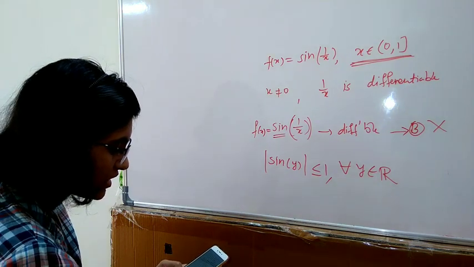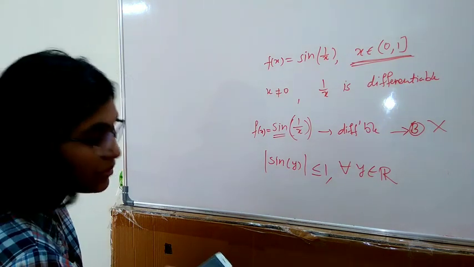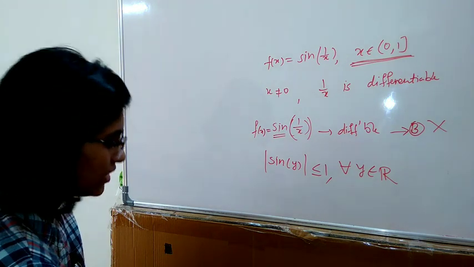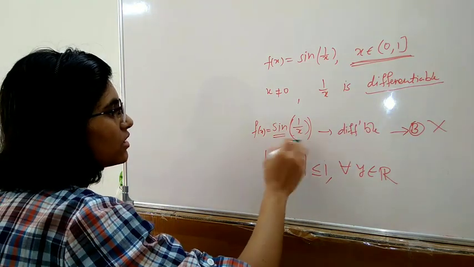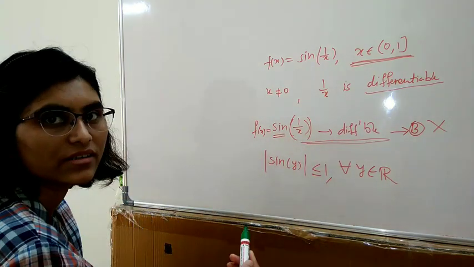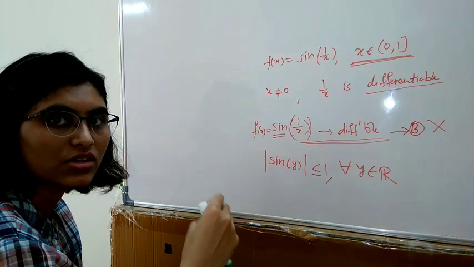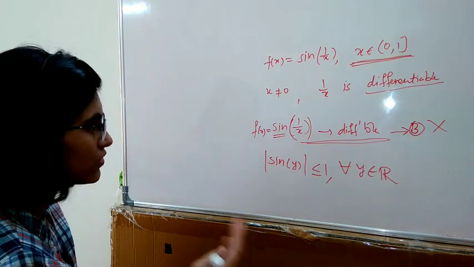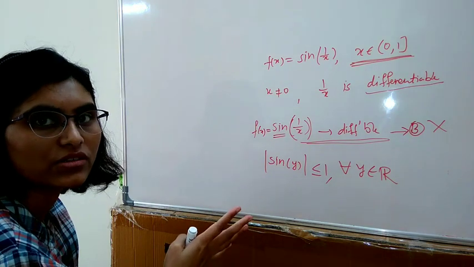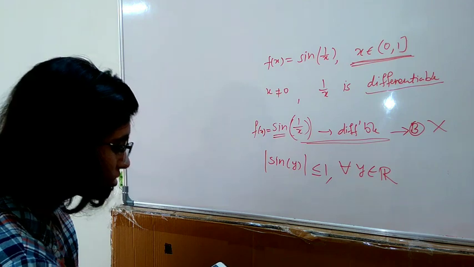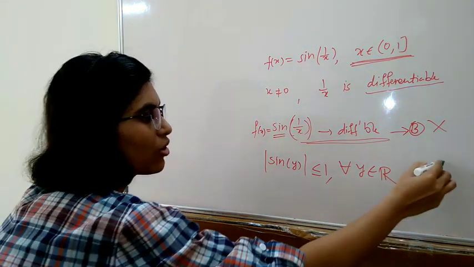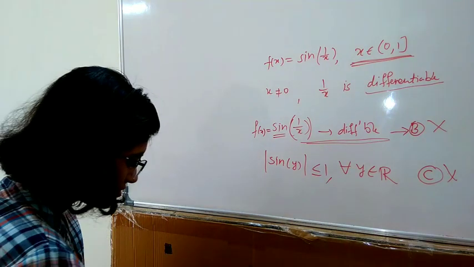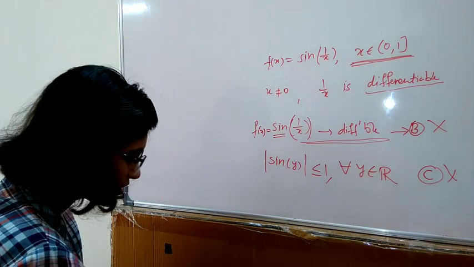The third option says that this is a function with simple discontinuity, right? But we have just seen that this is a differentiable function, and every differentiable function is a continuous function. So this is continuous, and there is no question about discontinuity. So option C is also not true. And just look at the fourth option, this must be true.